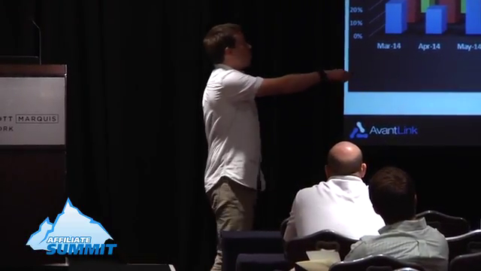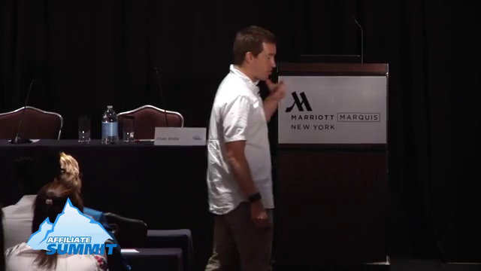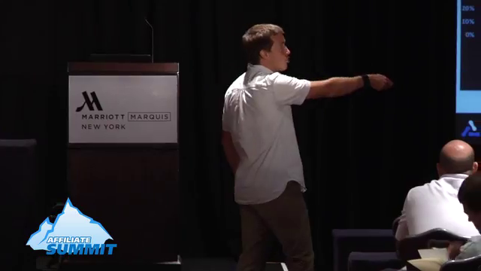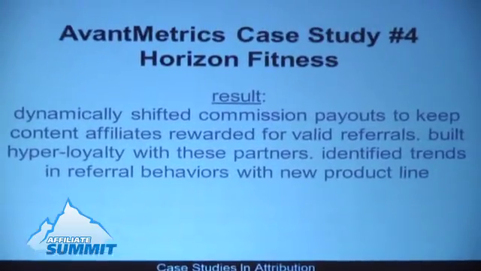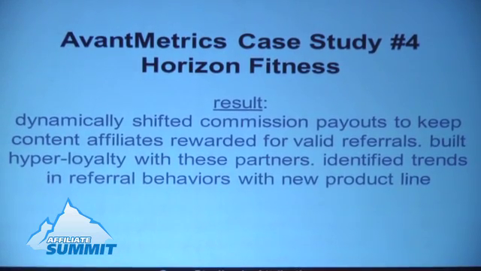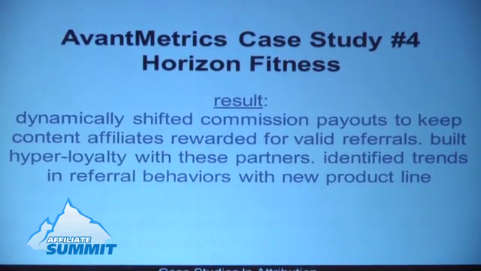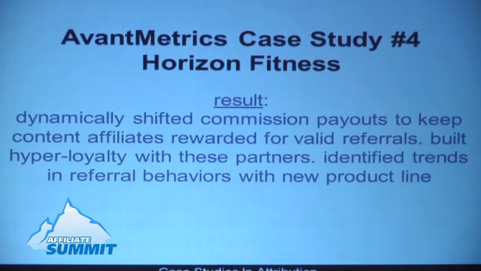Of course, this graph flows up and down, and this will eventually ebb and flow. In the next product cycle or the next season, when something changes, they'll be able to track that referral behavior and optimize things like their communication or their ad campaigns for those affiliates who are making those influencer referrals. That's an optimized program using very real, very granular data. So the result: they dynamically shifted commission payouts to keep content affiliates rewarded for valid referrals. They built hyper loyalty. I know I've said that before, but hyper loyalty with these sites.